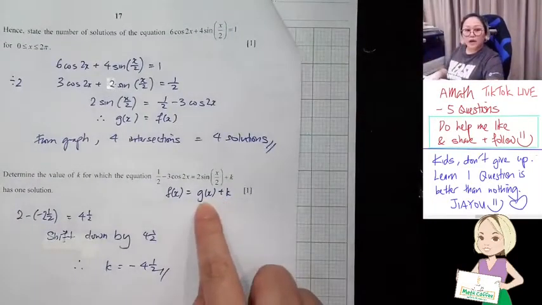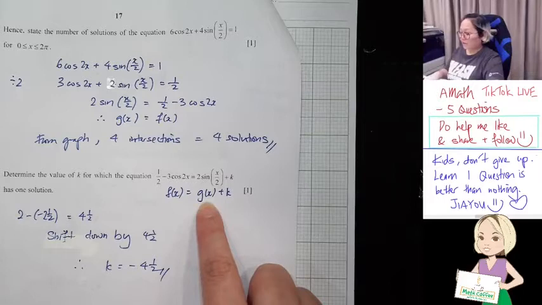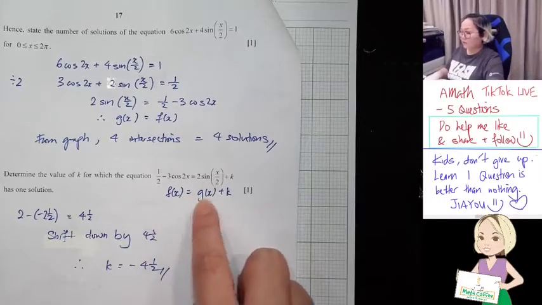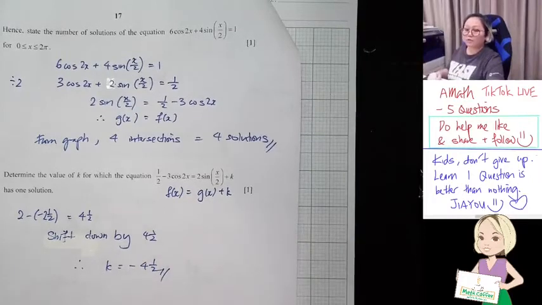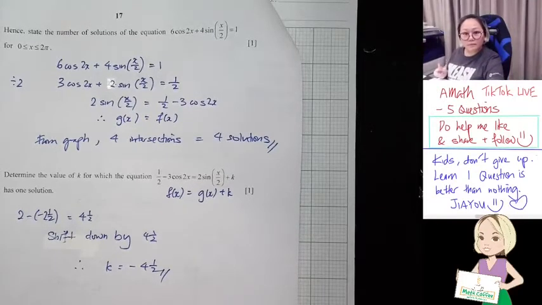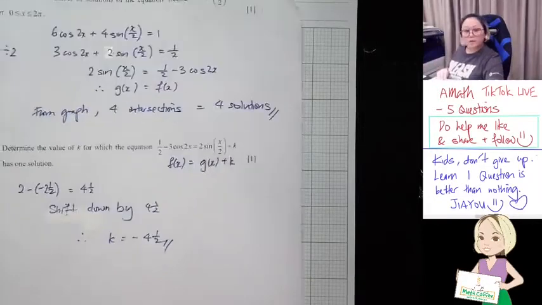Actually either way. You see it's here gx plus k. My gx is the sine graph, so it's plus k. So I will shift my sine graph. But of course, technically speaking, the plus k you bring to the other side, fx minus k equals to gx. You want to shift the cosine graph also can. Agree? Yes, okay.